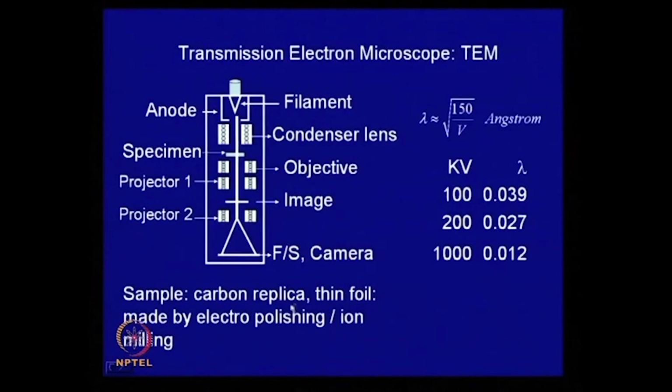But you can get a lot of information. You can make metallic thin foils, and this is made by, there are two common techniques, electropolishing and ion milling, and it needs a lot of skill and practice to prepare a good thin foil for examination under a transmission electron microscope.